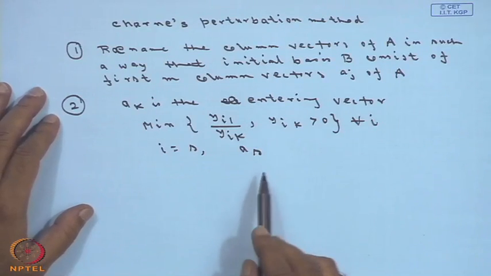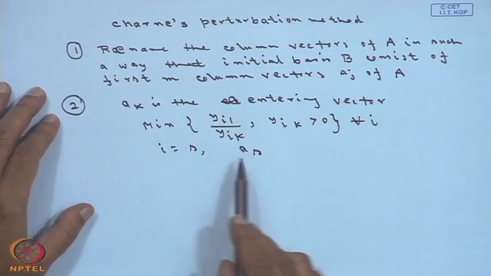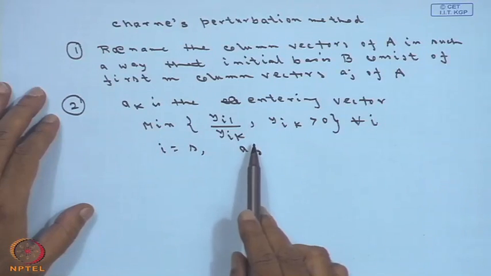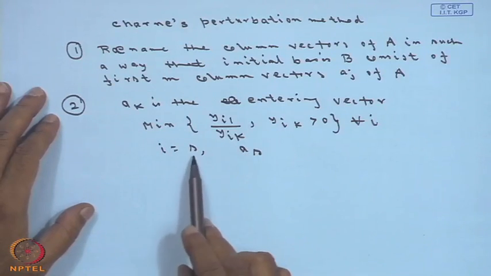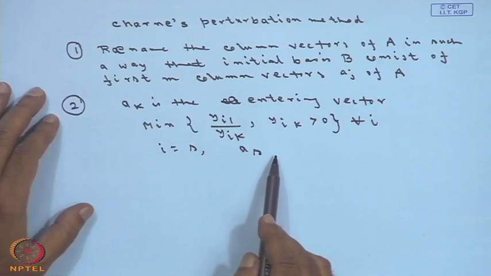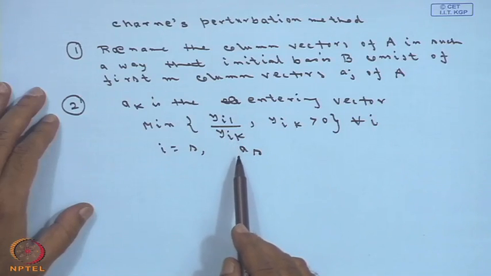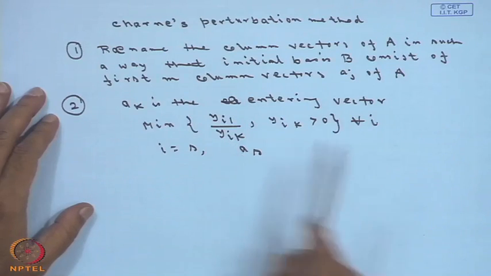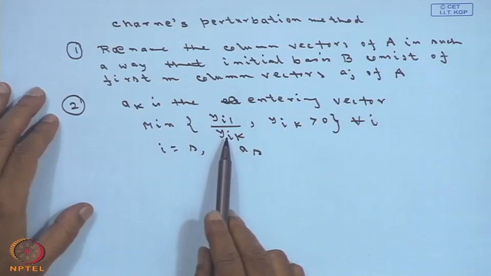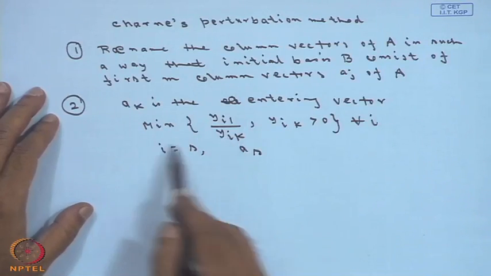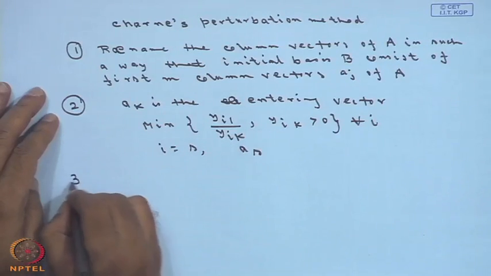So, please note this thing that whenever you are finding the minimum of this, if the minimum occurs for i equals s, the departing vector will be a s. Next, what can happen? You are finding the minimum, but again this minimum value is the same, that is, again a tie occurs. If the minimum value is the same and a tie occurs, then what we will do?